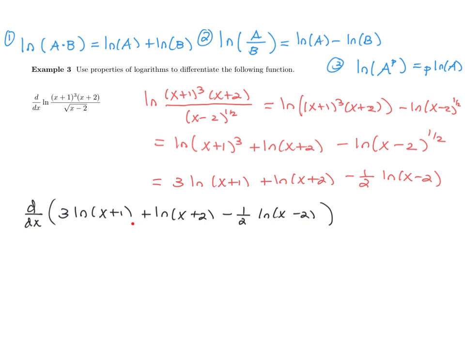Starting here, what's the derivative of 3 times the natural log of (x plus 1)? Well, it's 3 times 1 over (x plus 1). Here you don't have to really use the chain rule because the derivative of the inside is just 1. The same thing will happen here and here. Next we get 1 over (x plus 2). Then we have minus 1/2 times 1 over (x minus 2). So this would have been a very long derivative to take. This, very simple. We can basically do it in 3 steps, and that's the final answer.